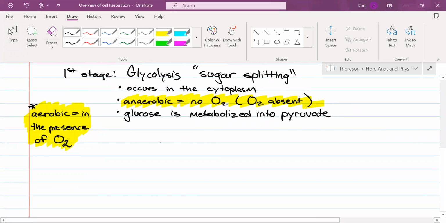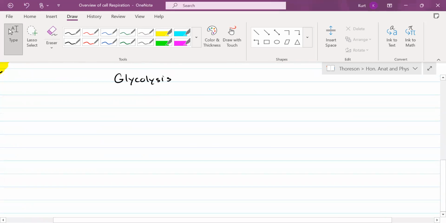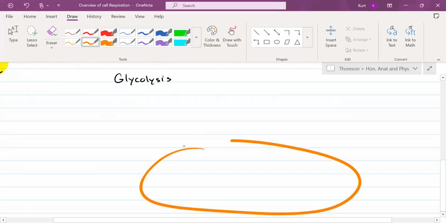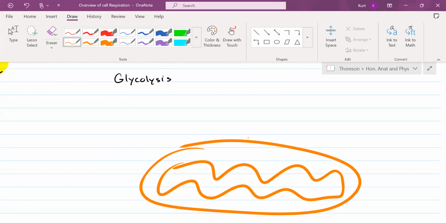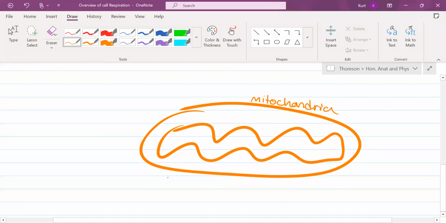So here is a little diagram for you. Glycolysis is happening over here. In this organelle, we have the mitochondria. The mitochondria is the powerhouse of the cell. It is where aerobic respiration takes place. So in this mitochondria, we will have aerobic respiration.